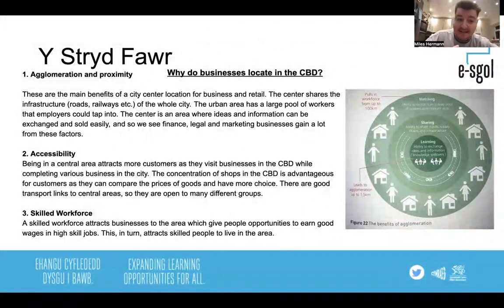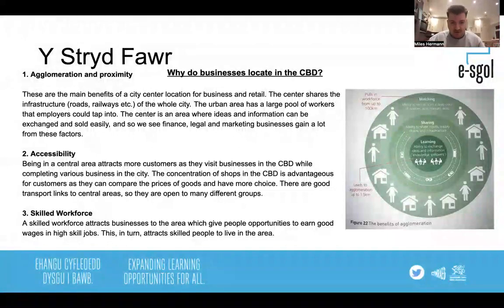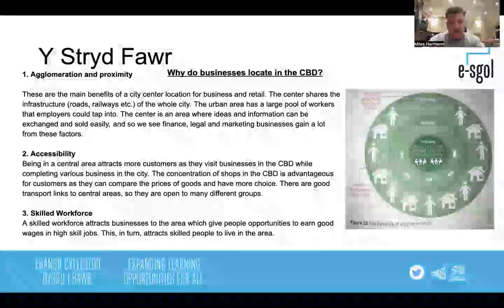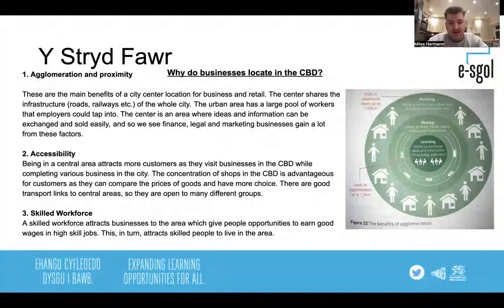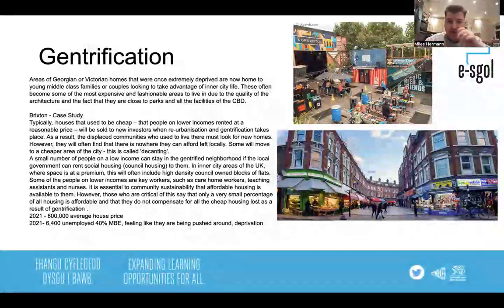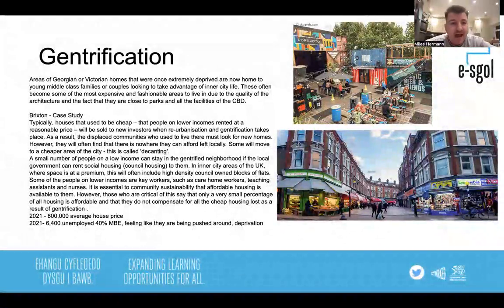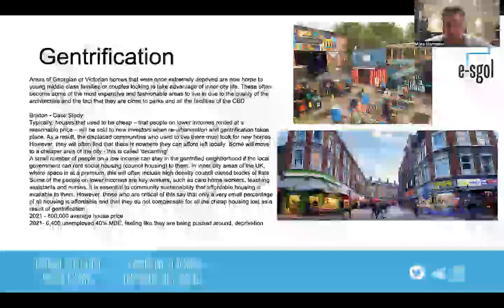It's also very accessible in terms of transport links that you can go to and from via public transport to different cities, different towns, different areas. And also you've got a skilled workforce in this central business district with mainly high skills that want to earn a good wage. Gentrification is one implication of these sort of social changes in the tertiary sector. So areas of Georgian or Victorian homes that were once deprived are now becoming an area for young middle-class families, couples to take advantage of the sort of inner city life.